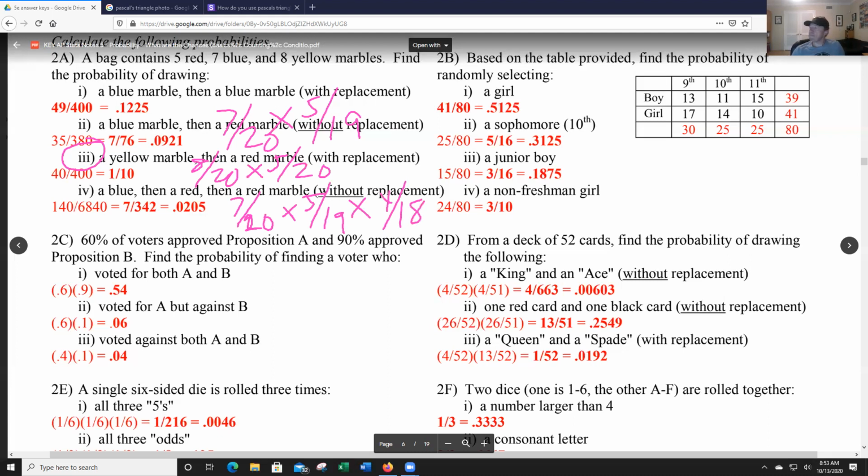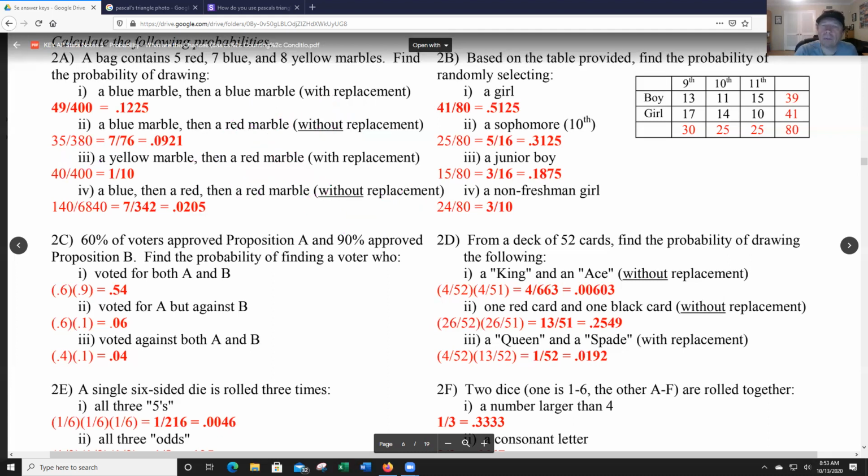Okay. All right. Let's go to B. Okay, 2B right here. Based on the table provided, find the probability of selecting a girl. All right, a girl is going to be 41/80ths. You see that pretty clearly there, okay?